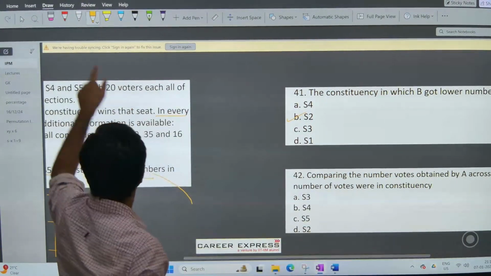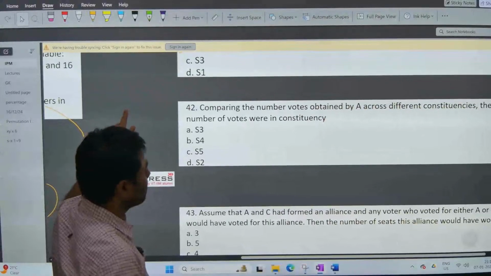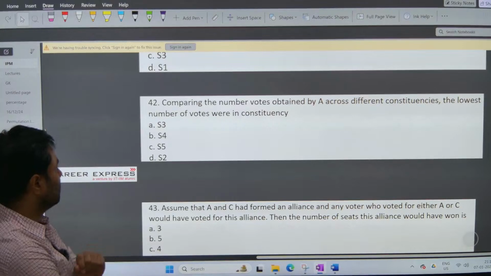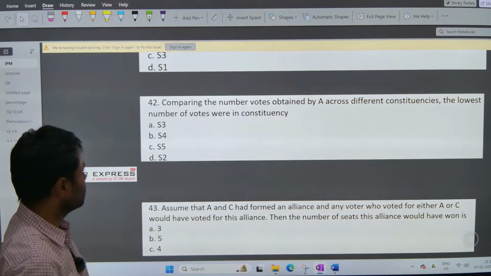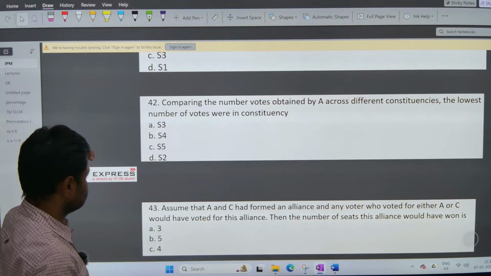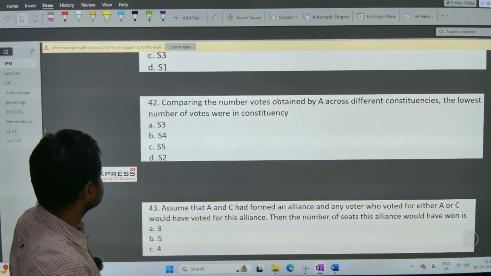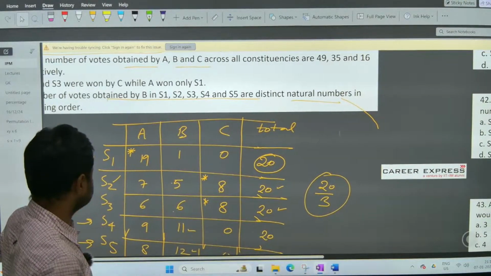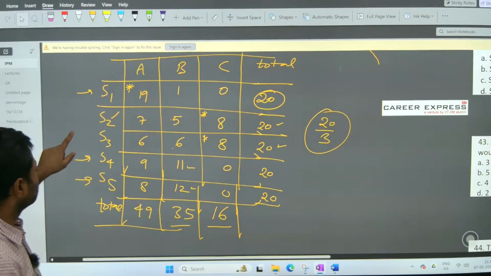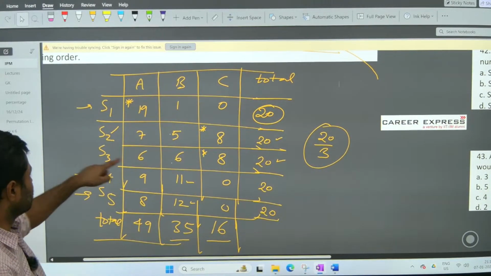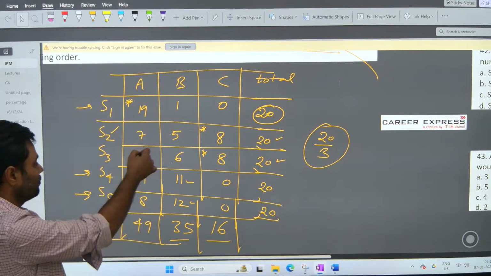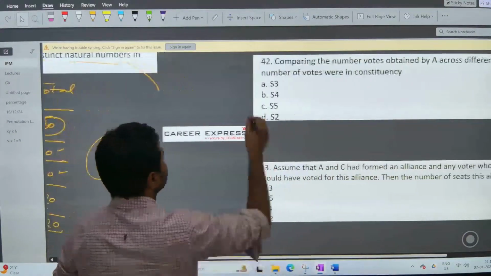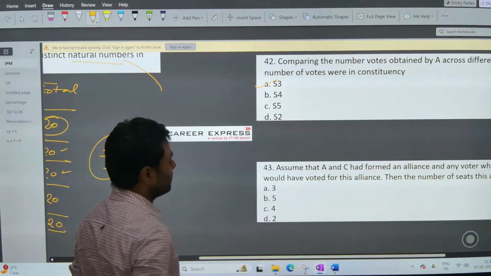Now the second one. Comparing the number of votes obtained by A across different constituencies, the lowest number of votes were in constituency. So basically, in which constituency A scored the least? So A scored the least in S3. A had only 6 votes in S3, so that is where they scored the least. So they got the least number of votes. So the answer for 42 is option A.